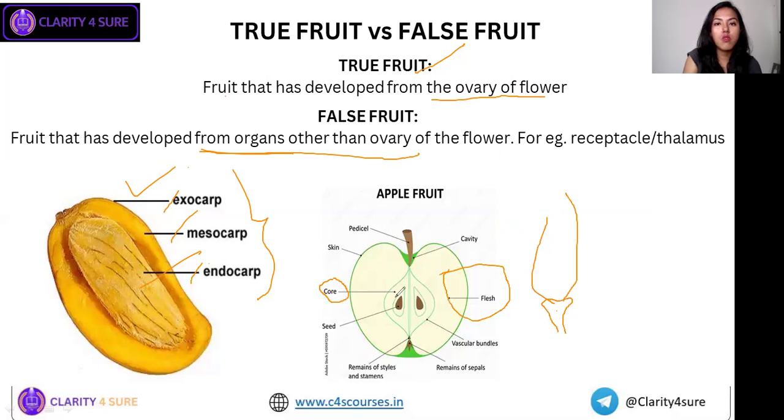Core. What is this core? This is where the ovary portion. It is the ovary portion. So this part, it develops from where? It develops from the thalamus, whereas the core portion is the one which develops from the ovary.